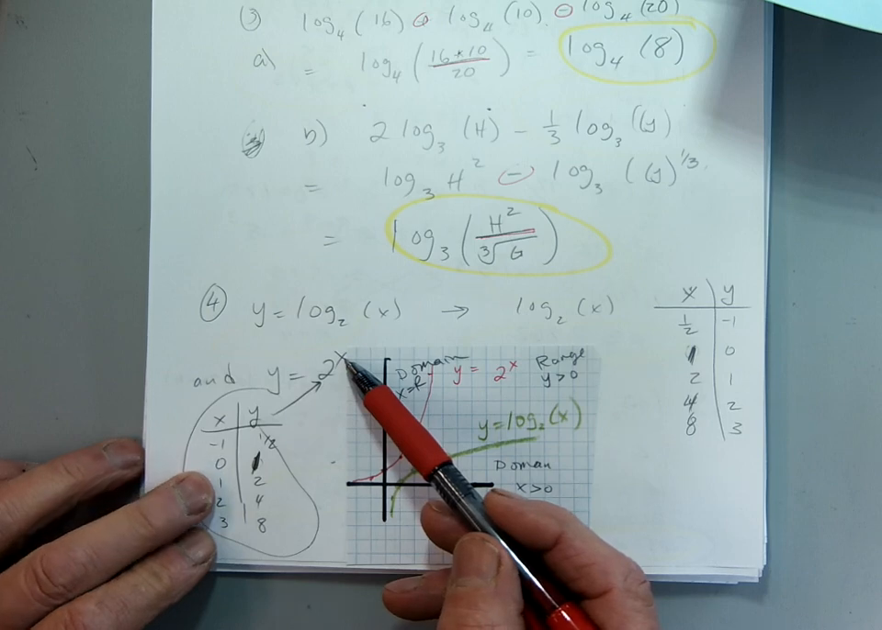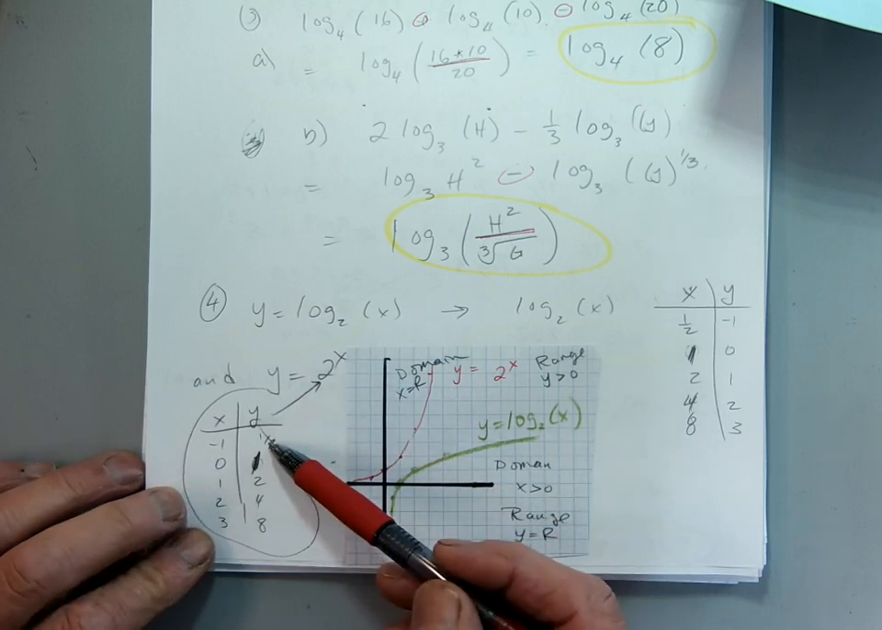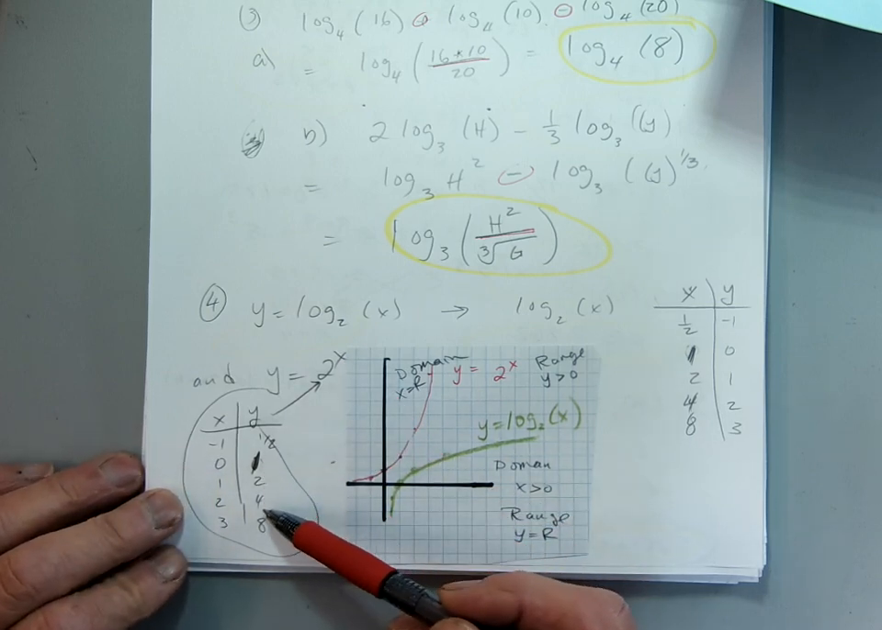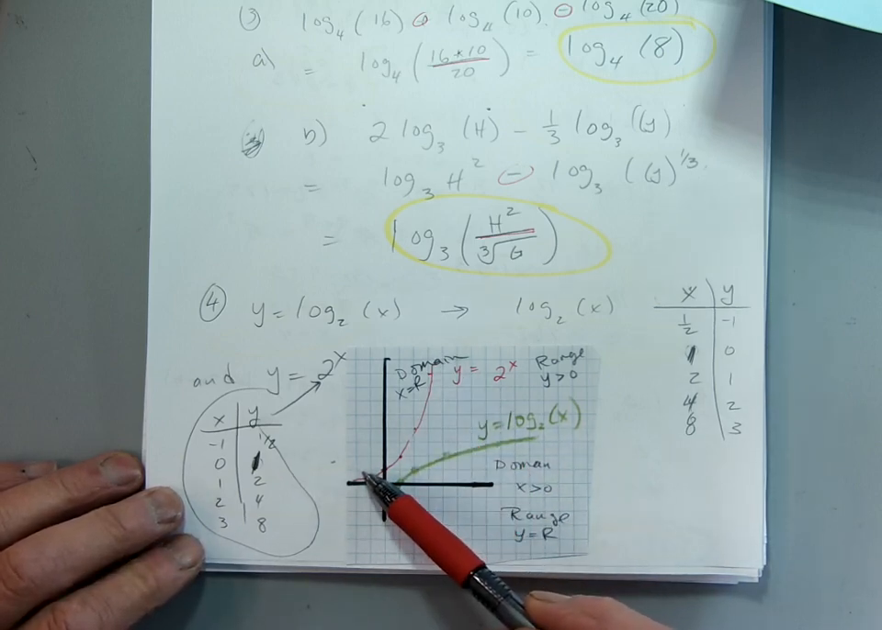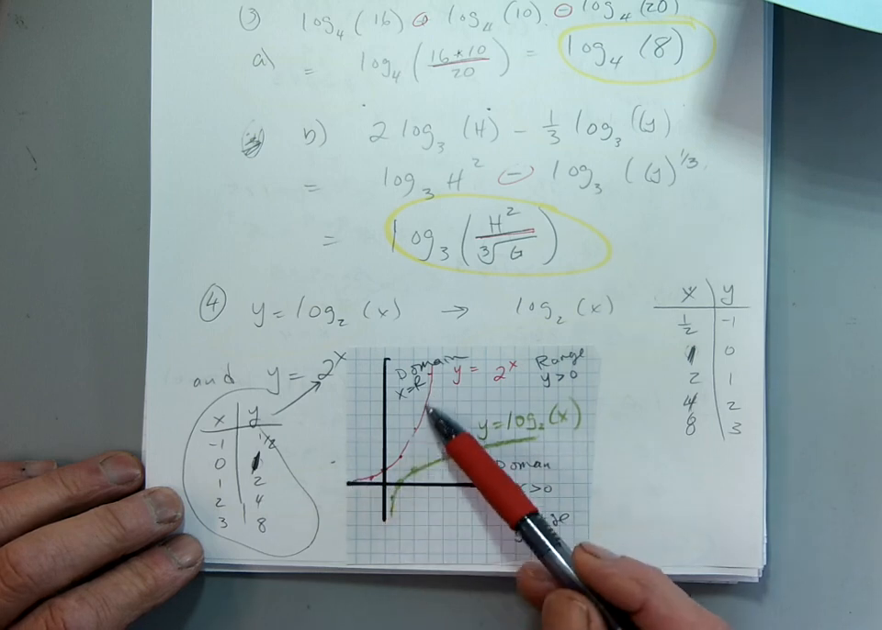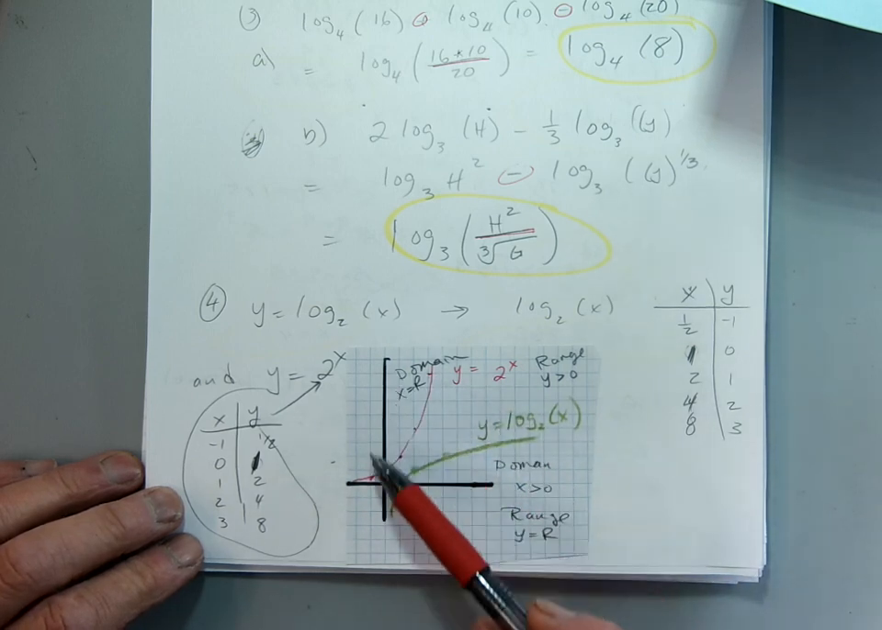Plugged in -1 for x, and I got 1/2. I got 1/2, 1, 2, 4, 8. And I graphed those points. And here's my exponential function. Domain is all real numbers, and range is y is greater than 0.